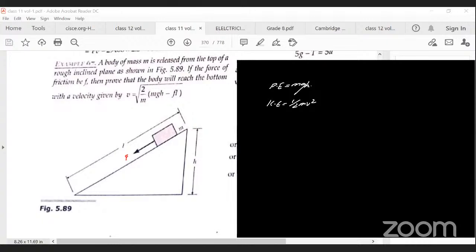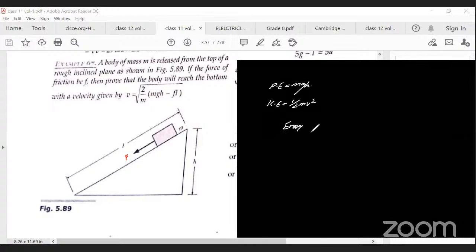Okay, let's see the relation. So here, I'll take the energy loss. So energy and work done reduce. Energy loss is equal to the drop from potential energy to kinetic energy. So potential energy minus kinetic energy is equal to mgh minus half mv square. Okay, this is your energy loss.